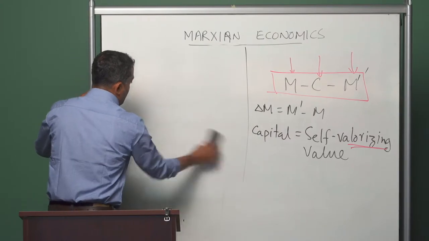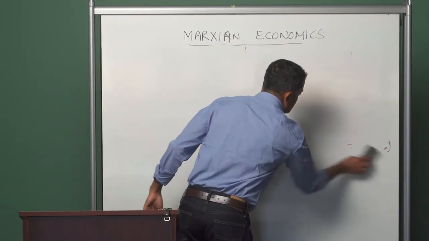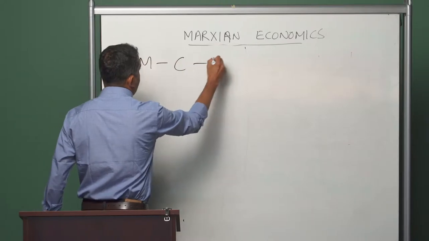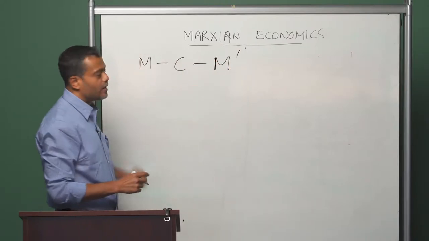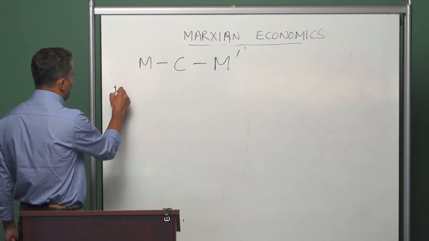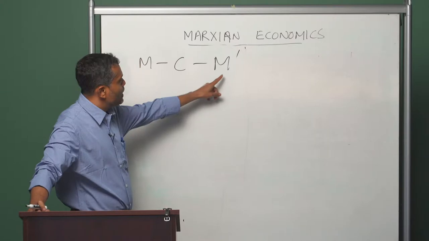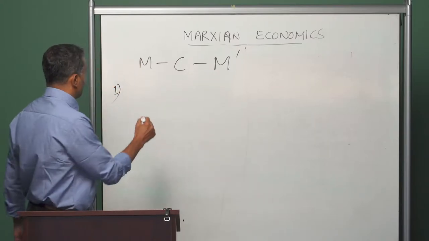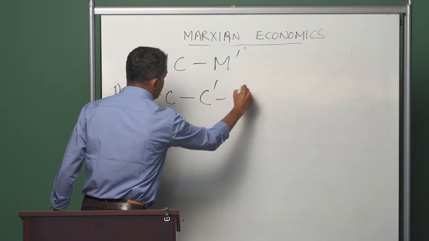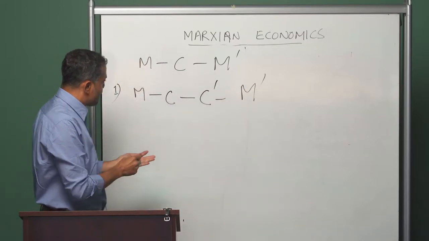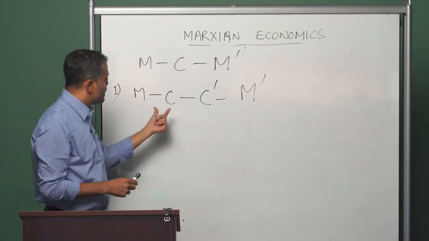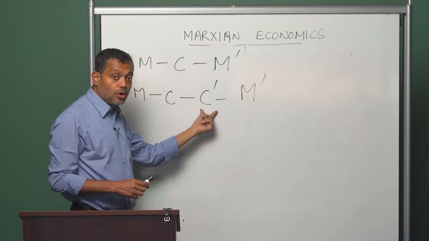Let us go back to the circuit of capital as our beginning. So, our question is to explain how the amount of money at the end is bigger than the amount of money at the beginning. To understand how that happens, we will take a two-step argument. In the first step of the argument, we will expand the formula, the circuit of capital, as follows. Instead of writing M-C-M prime, we will write it as M-C-C prime-M prime. What does that mean? It means that if we want to explain the origin of surplus value at the aggregate level, then we must pay attention to the fact that the commodity that is bought and the commodity that is sold is different.